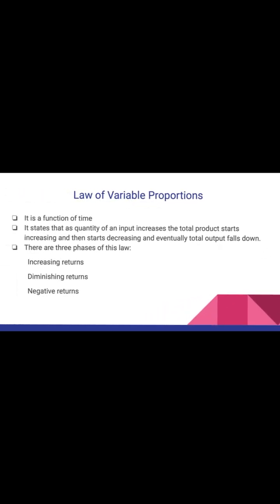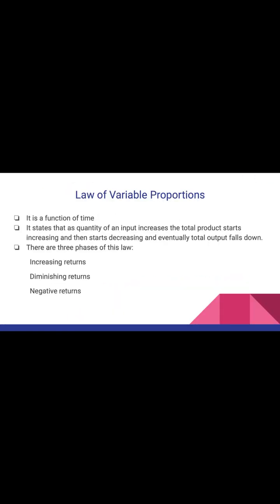This principle states that when more and more units of the variable factor are used, holding the quantities of fixed factors constant, a point is reached beyond which the marginal product, then the average, and finally the total product will diminish. Also, this law is a function of time and it basically has three phases of law: increasing returns, diminishing returns, and negative returns. Finally, I'm going to speak about the law of return to scale.